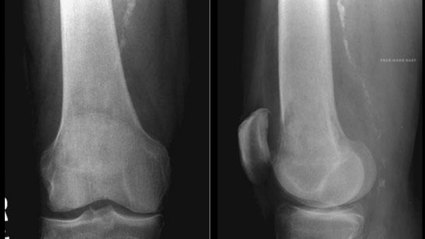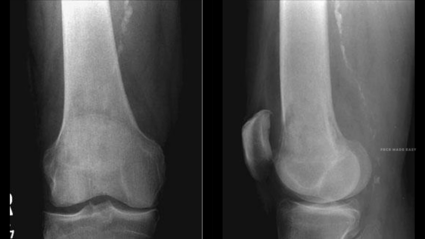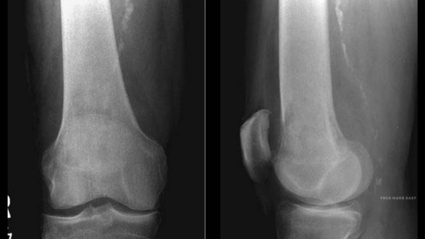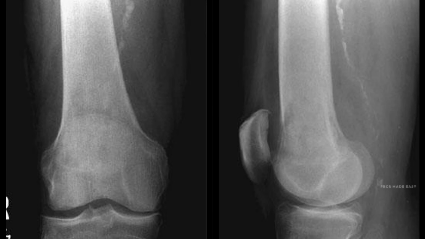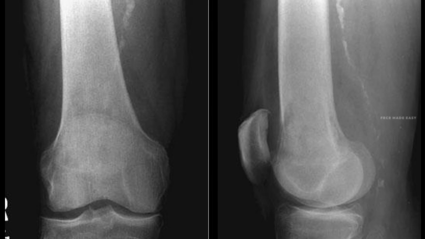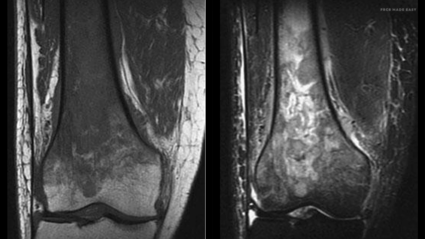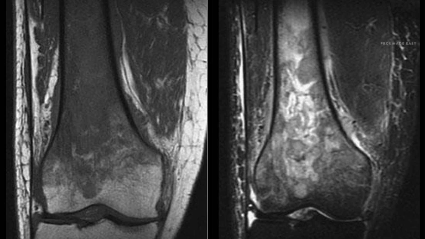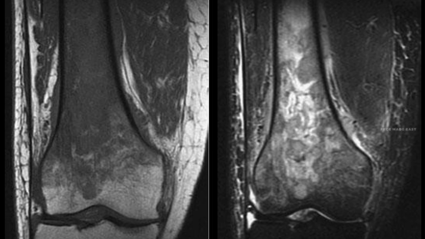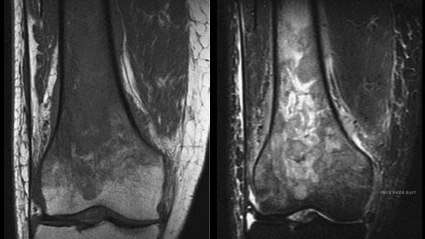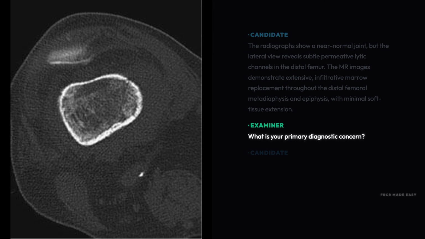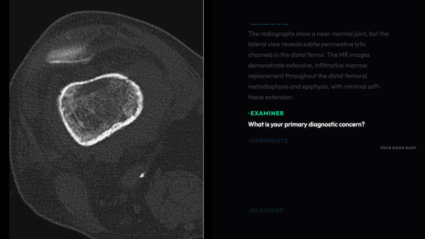Please describe the findings. The radiographs show a near-normal joint, but the lateral view reveals subtle permeative lytic channels in the distal femur. The magnetic resonance images demonstrate extensive, infiltrative marrow replacement throughout the distal femoral metadiaphysis and epiphysis, with minimal soft tissue extension. What is your primary diagnostic concern?